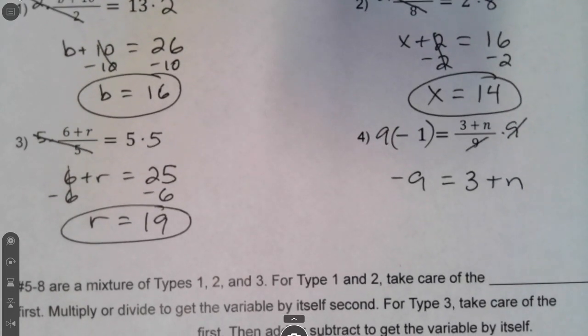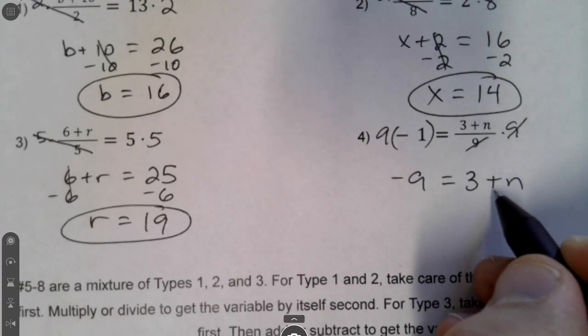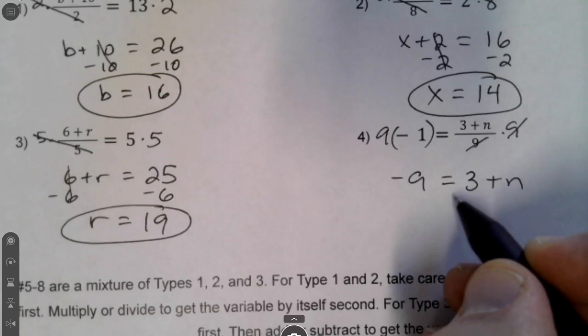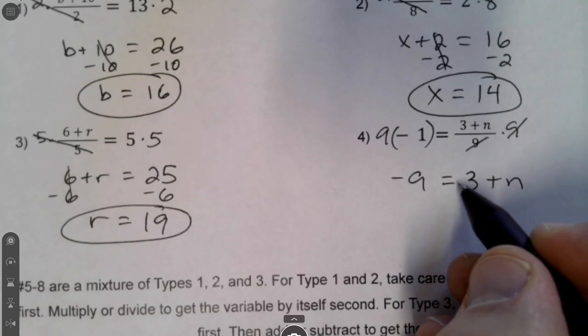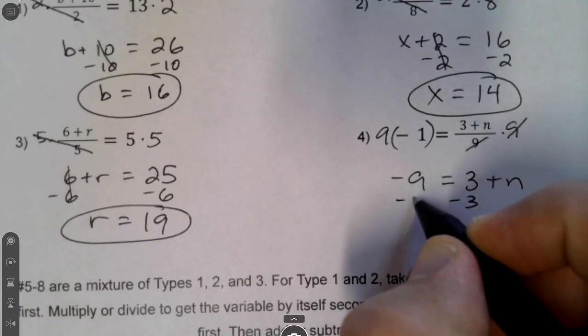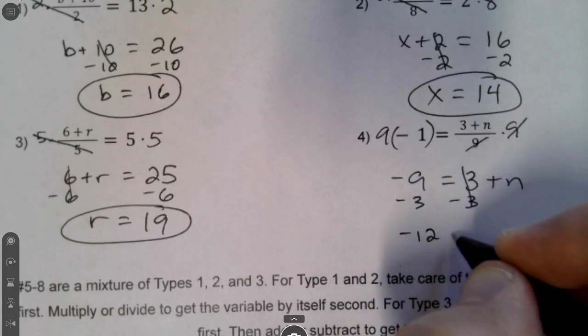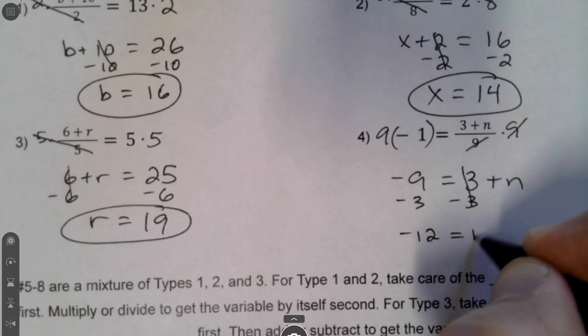So we took care of the denominator first, then we take care of the constant, which is the 3. Same as before, it's not this plus sign that tells us what to do with the 3. It's what's in front of the 3, which is nothing, implying it's positive 3. So the opposite is subtracting 3 from both sides. Negative 9 minus 3 is negative 12. And all we have over here is the n.